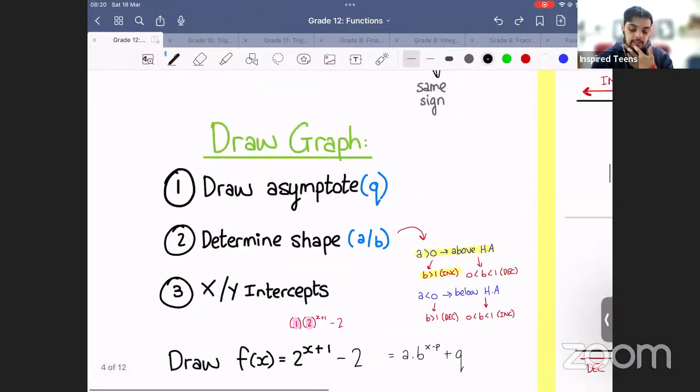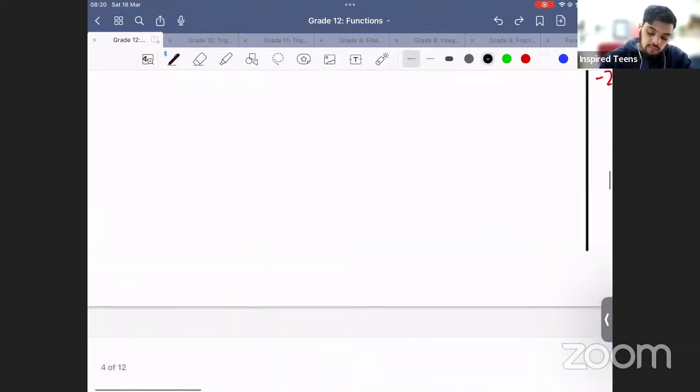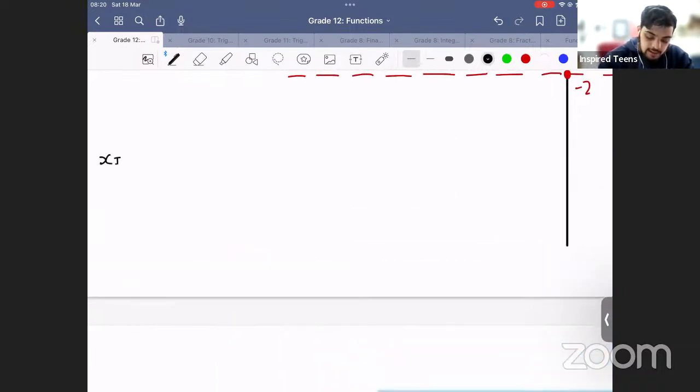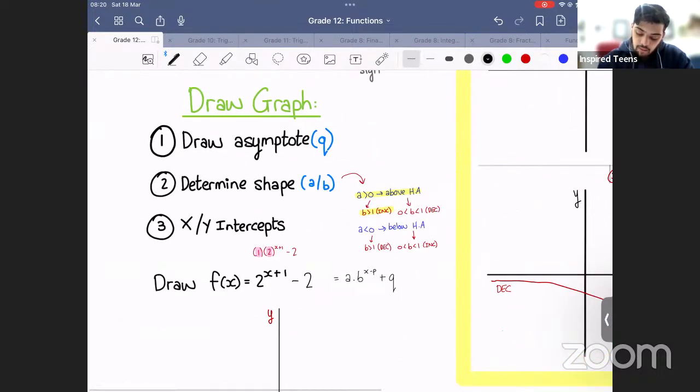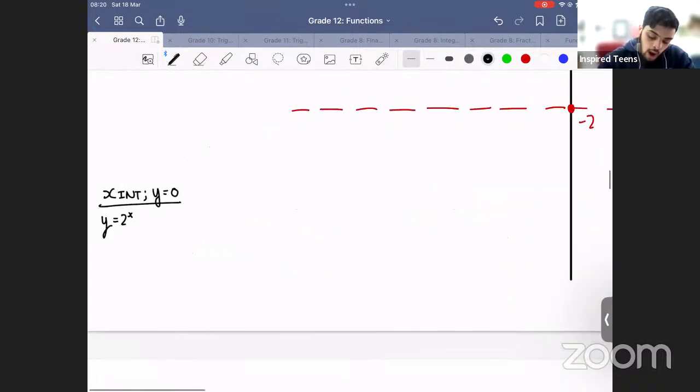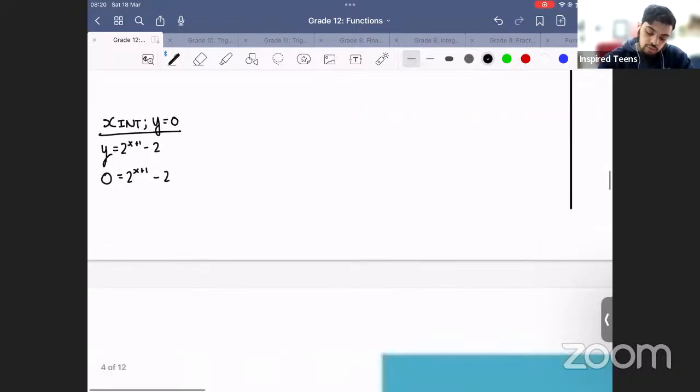So the exact point at which the graph touches the x and y axis, we need to find. How do we do that? That's simple, that has never changed. How do you get the x intercept? By making y equal to 0. So y is equal to 2 to the power of x plus 1 minus 2. 0 is equal to 2 to the power of x plus 1 minus 2. Take 2 to the other side, it becomes addition. So 0 plus 2 is 2, which is equal to 2 to the power of x plus 1.